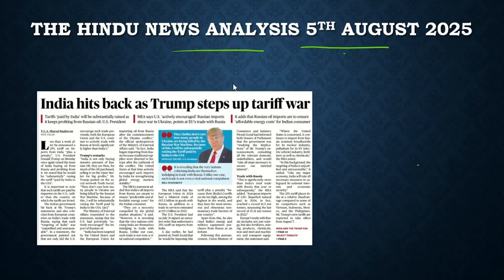So eventually the time came, and he levied 25% tariffs and potentially more penalties on India. There would be many more penalties on India. And now this article is about how India has responded to the steps Trump is taking with respect to the tariff war with India.